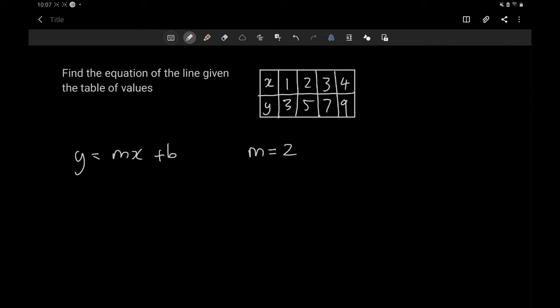We put that into our general formula. Y is equal to mx plus b. So it will be 2x plus b. Now we need to find out what the value of b is. And we do that by substitution.